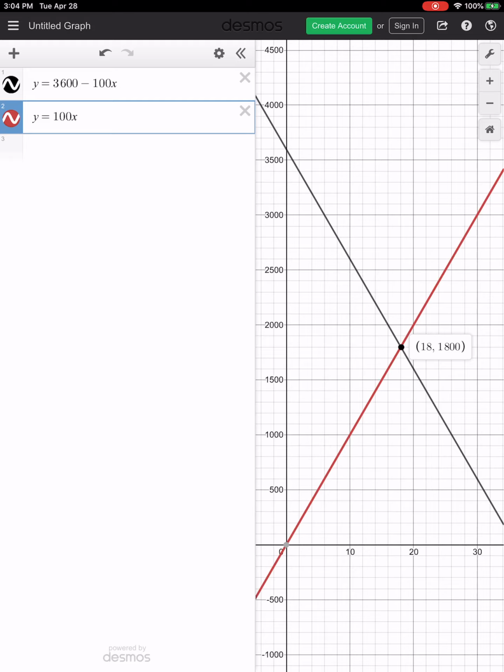Okay, so you can definitely use Desmos to check your answers, to check what you've drawn. I am 100% okay with that. In fact, I would love it if you did that.